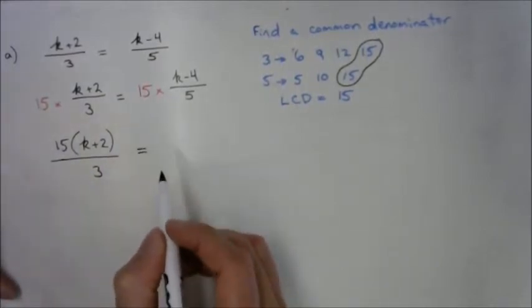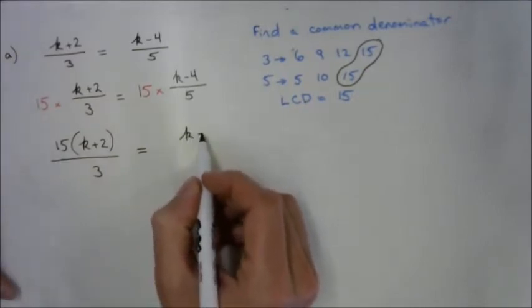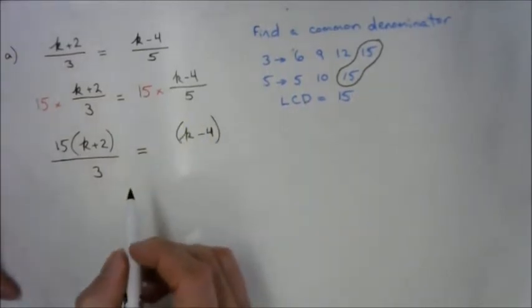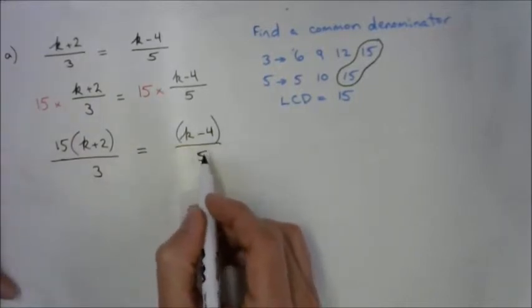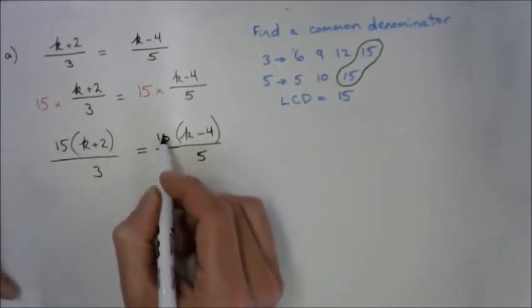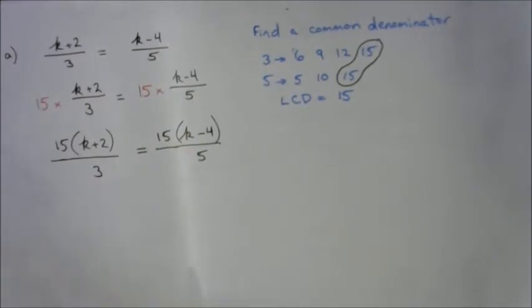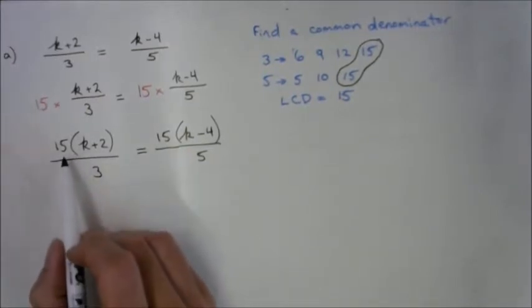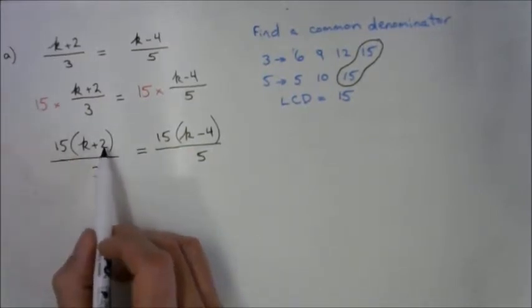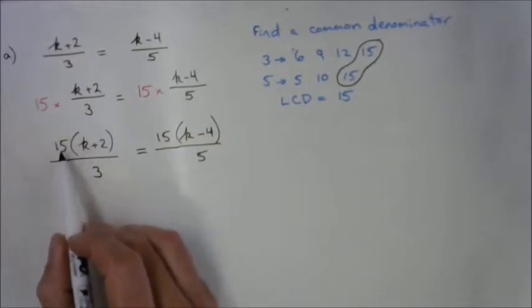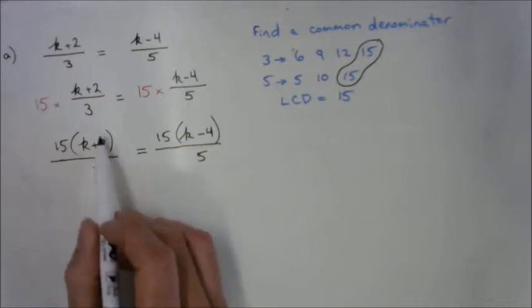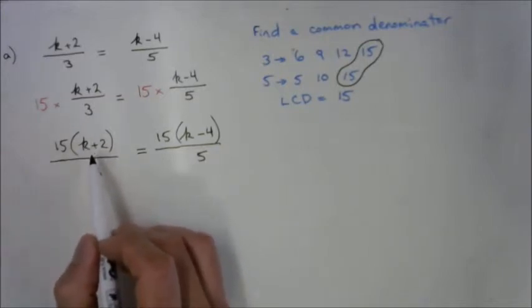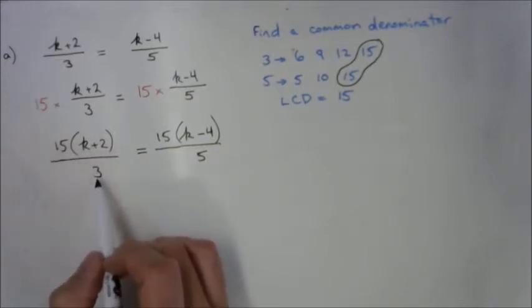Same thing on this side. We have k minus 4. It hasn't gone away yet, so just slow down. It's being divided by 5 and multiplied by 15. Now look at what we have. We have 15 of these, but we're going to split it into 3 groups. So how many of these do we actually have? 5. 15 divided by 3 is 5.